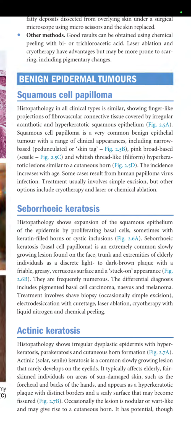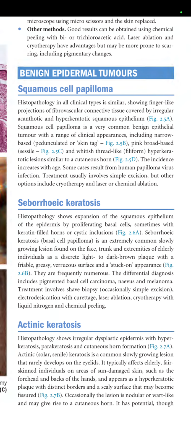Squamous cell papilloma is a very common benign epithelial tumor with a range of clinical appearances including narrow-based, pedunculated or skin tag, pink broad-based sessile, and whitish thread-like filiform hyperkeratotic lesion similar to the cutaneous horn. The incidence increases with age. Some cases result from human papilloma virus infection. Treatment usually involves simple excision, but other options include cryotherapy and laser or chemical ablation.